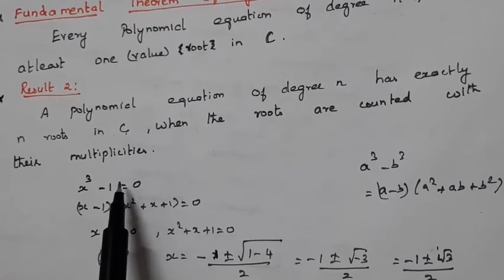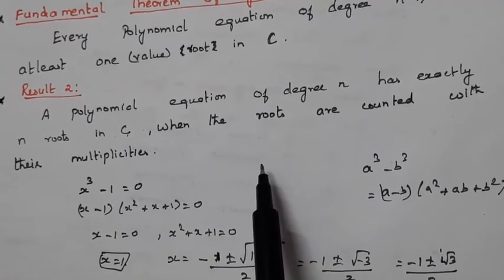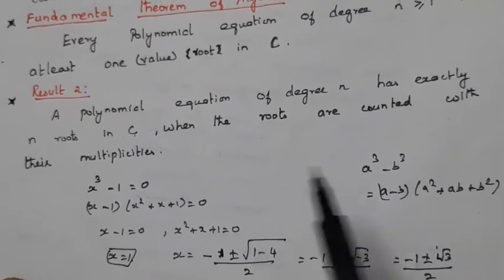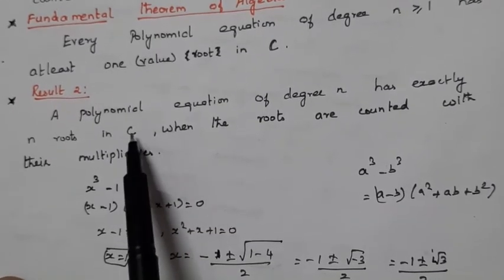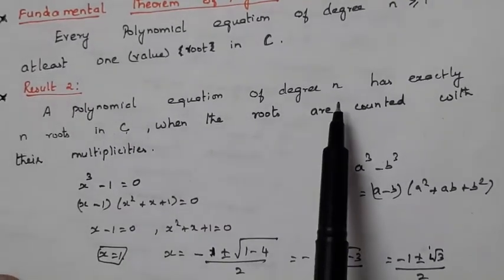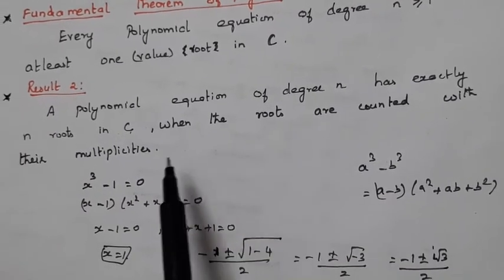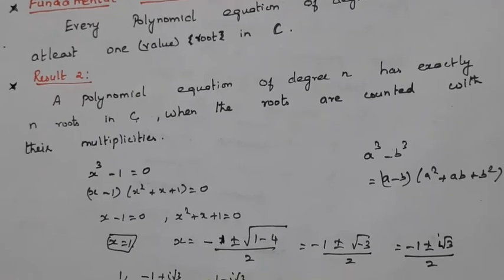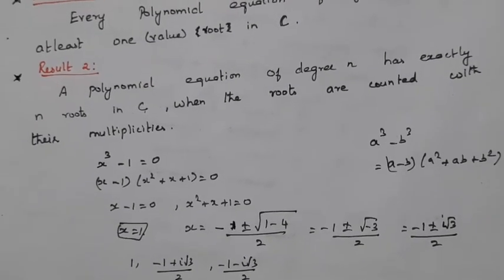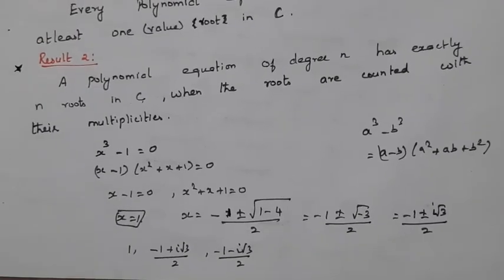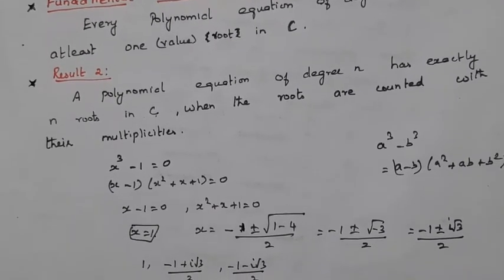If the roots are real, we know that all the real roots can also be expressed as a complex number by taking the imaginary part as 0. So we can use the biggest set C. So we can say that a polynomial equation of degree n has exactly n roots in C even when the roots are counted with their multiplicities. So these are some basic pieces of knowledge about polynomials. After that, let us go to the actual part of the theory.